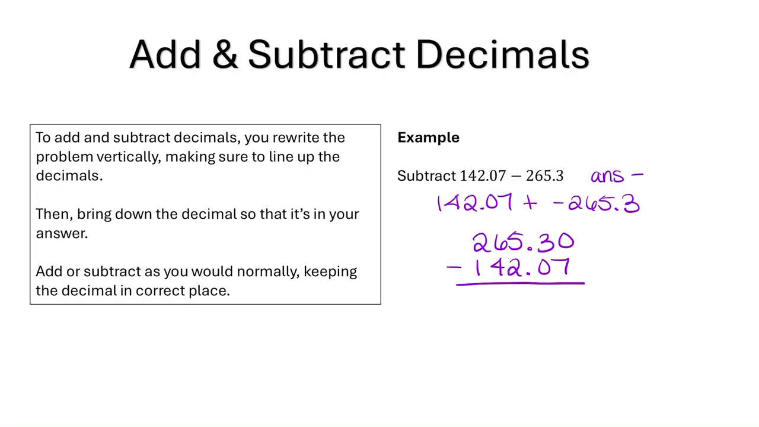So I need to borrow 1, so I'm going to make this 10, and then this is going to reduce to 2. So 10 minus 7 is 3. 2 minus 0 is 2. Bring down my decimal. 5 minus 2 is 3. 6 minus 4 is 2. 2 minus 1 is 1. So 123.23 is my final answer. But remember, I need to make it negative because in my original problem, I was taking a smaller number and then adding it to a bigger negative number.